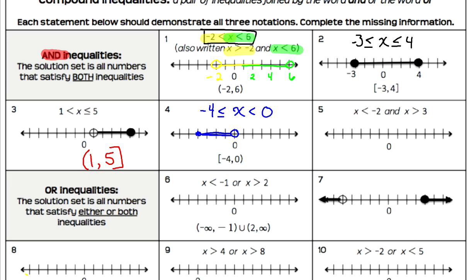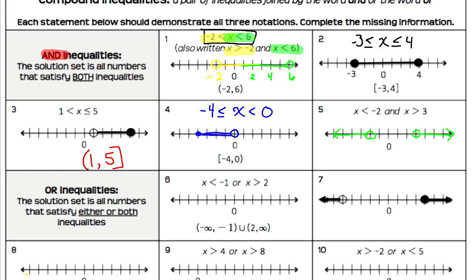All right, and finally, number 5 for our AND inequality. This one looks a little bit different. We can see it's saying that x is less than -2. So on my graph, I'm going to put an open dot at -2 and indicate all the numbers less than it. And x is greater than 3. So open dot at 3 and all the numbers greater than that.